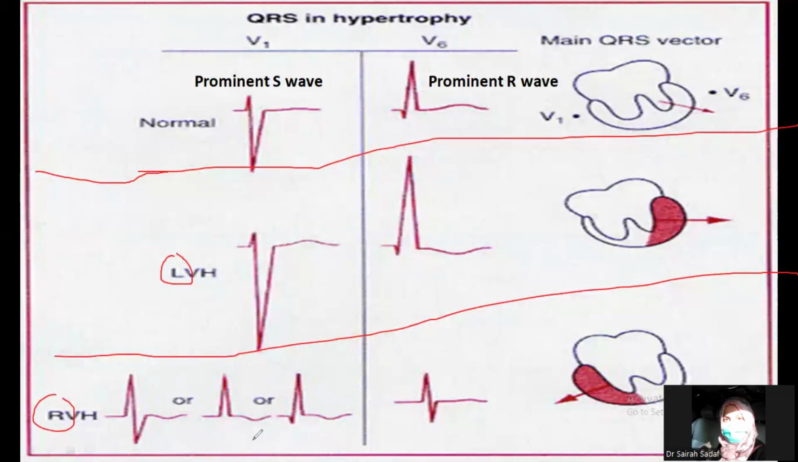In case of right ventricular hypertrophy, findings will reverse. Instead of having a deep S wave, we will have a prominent R wave in lead V1, and instead of having a prominent R wave in V6, we will have the opposite of it, a prominent or deeper S wave in lead V6. Why? Because current is moving away from the left side to the right side, because the muscle mass is more on the right side because of the hypertrophy.